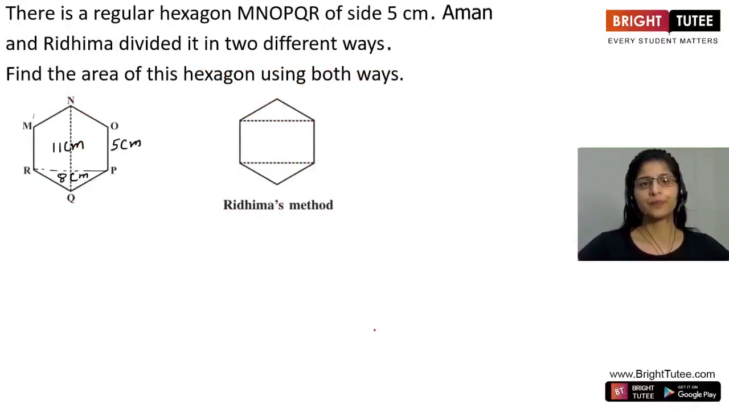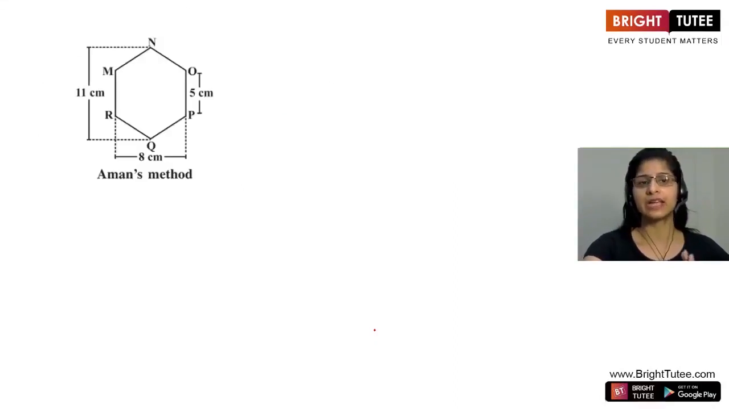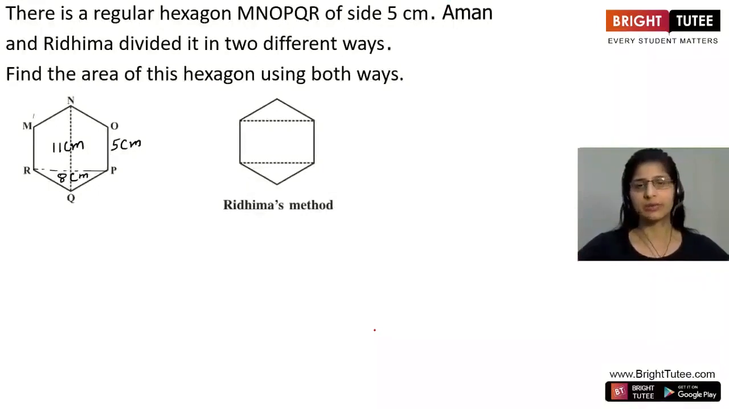Here if you see, there is a regular hexagon given. Regular polygon means having all the sides and angles equal. So in this, all the sides are equal. Aman and Ridhima divided it in two different ways. So this is Ridhima's method and this is Aman's method. We are going to solve by both of them. We have to find the area of this hexagon using both the ways. According to Ridhima's method, two triangles and one rectangle in the center are formed.